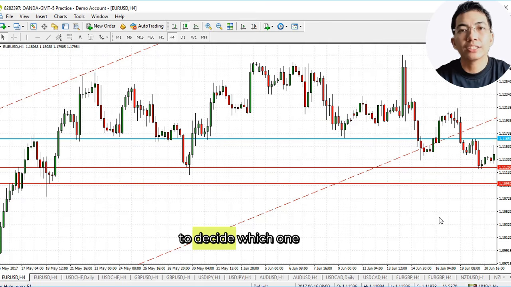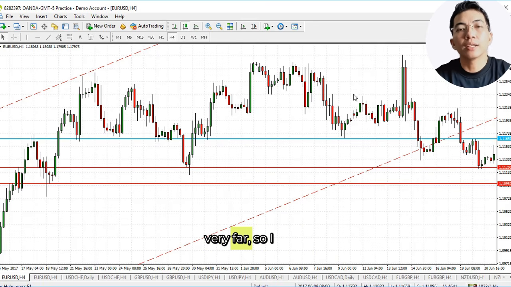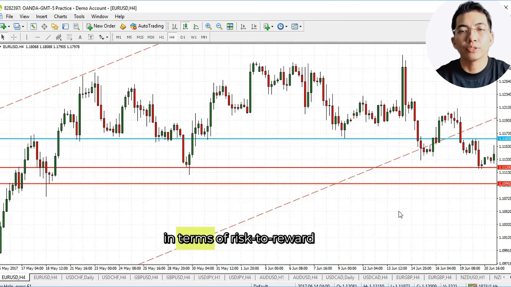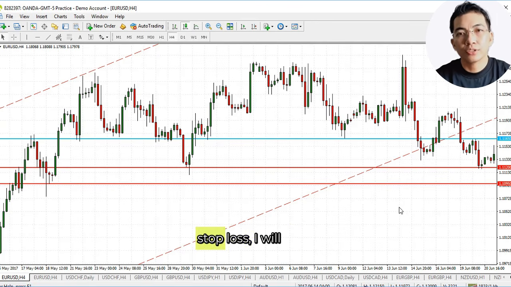Okay, so I need to decide which one I want to choose as my stop loss for this position. Both of them look fine for this trade, but I'm going to choose the lowest one for a very simple reason. I can have a very huge take profit because the top of this up channel is very far, so I don't have any problem in terms of risk to reward ratio. Even choosing the lowest stop loss, I will still have a convenient risk to reward ratio.